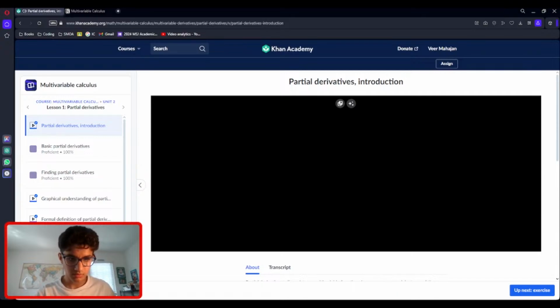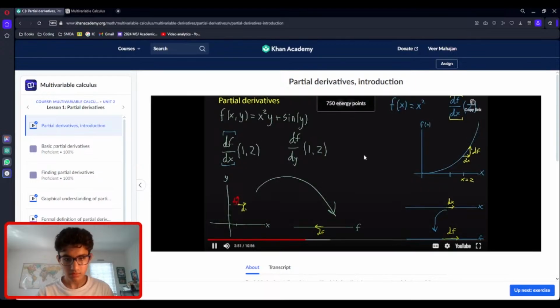Except this time your dy would be a change in the y direction. So maybe I should really emphasize here that dx is a change in the x direction, and that dy is a change in the y direction. And maybe when you change your f according to y, it does something different, right?